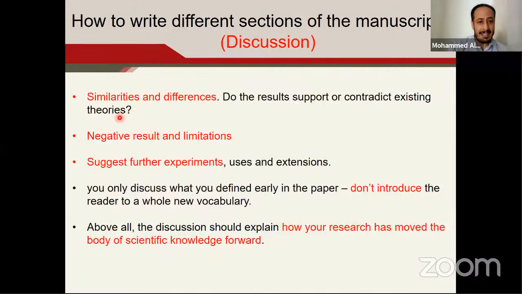So I will skip this one: similarities and differences in the discussion, negative results, and limitations. Otherwise, the reviewers will ask you why you haven't discussed your negative results and the limitations of your result. Suggest further experiments, which is the recommendation or future directions. In the discussion, this is another mistake students make: they introduce a new term, a new outcome. So don't introduce a new outcome here. You have already done your result. Okay.